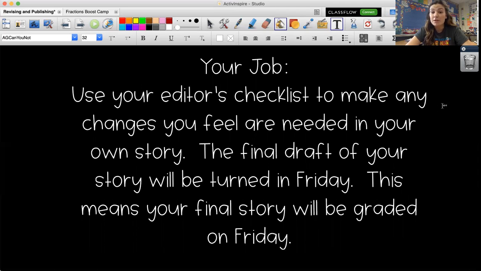Now your job is to use that editor's checklist to make any changes that you feel are needed in your own story. The final draft of your story will be turned in on Friday, October 2nd. Turned in on Friday. This means that your final story will be graded that day. So you want to make sure you've already gone and made all of the changes that you needed to make.